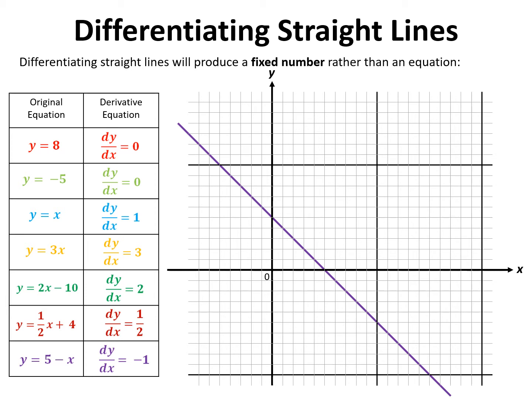So when y equals x, we have a 1x, therefore the gradient is 1. When y equals 3x, the gradient is 3. When y is 2x, the gradient is 2. When y equals a half x, the gradient is a half. The 4 didn't matter. The minus 10 didn't matter. And when you've got y equals 5 minus x, the gradient is minus 1. The number didn't matter. It's how many x's that matter. And that's one clue as to how we're going to differentiate things. We look for the number in front of the x, and that will become part of our answer.